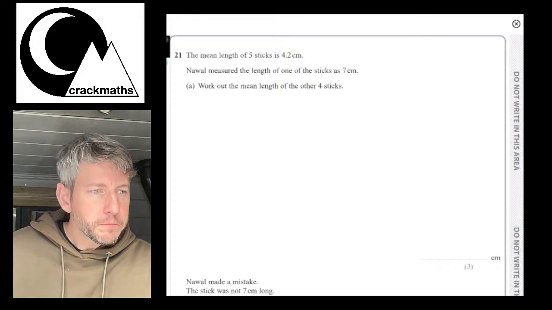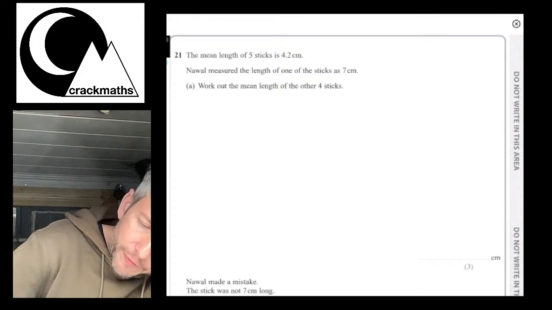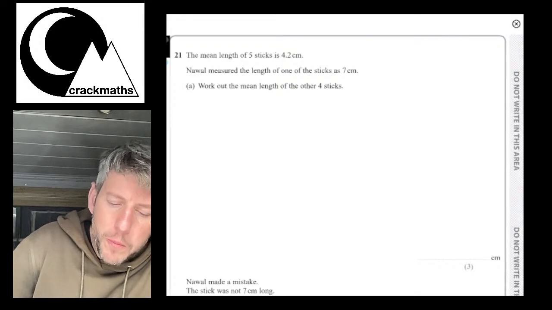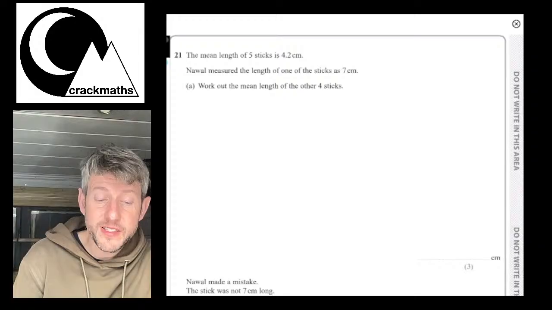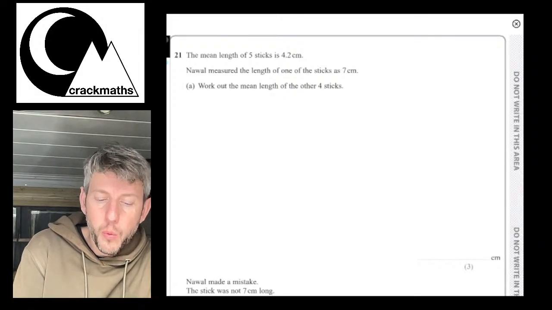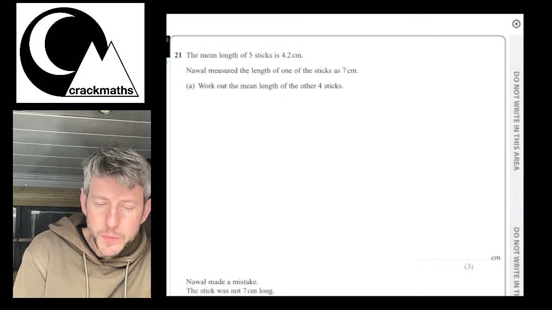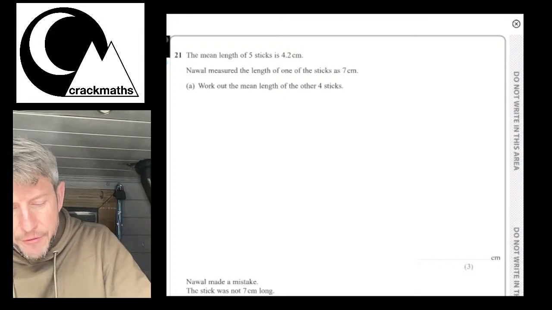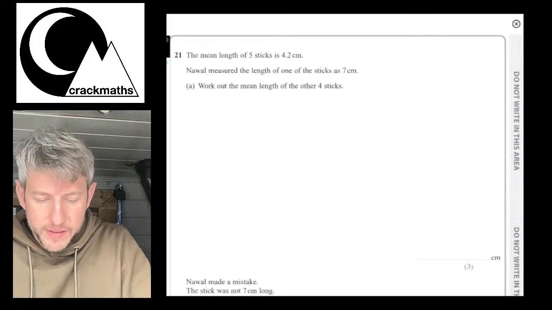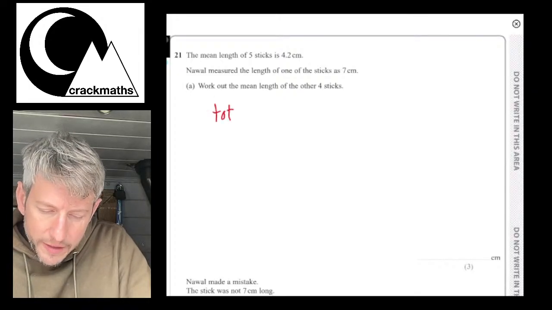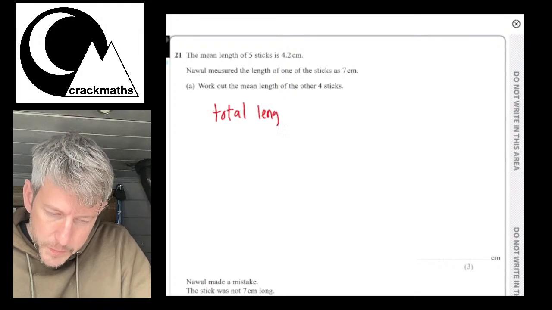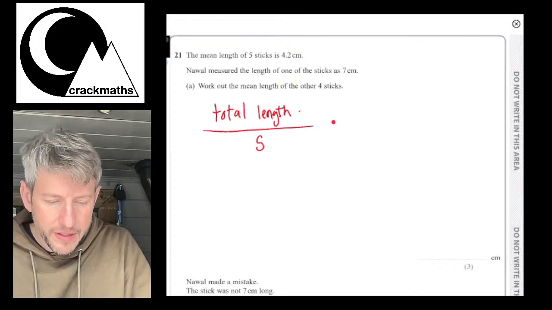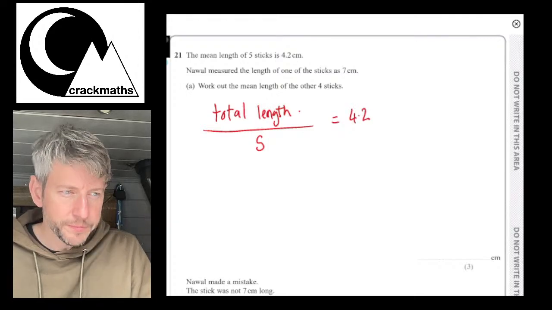Right. So what I've got here is the mean length of 5 sticks is 4.2. Nawal measured the length of one of the sticks as 7 centimetres. Work out the mean length of all the 4 other sticks. Right, so the mean is everything added together divided by the number of things. So in other words, the total length of the sticks divided by 5 equals 4.2.